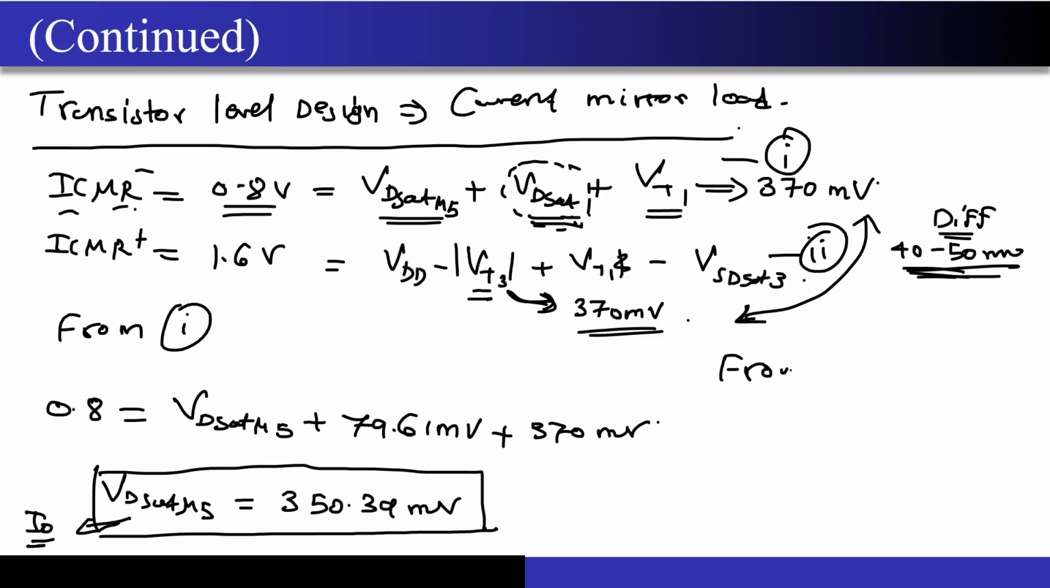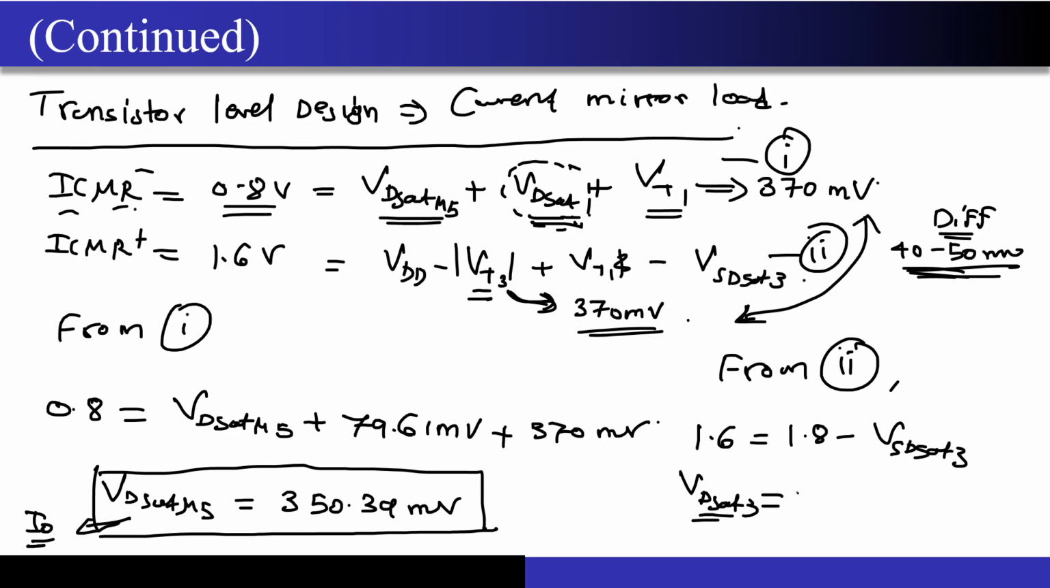Similarly, from 2, what I can write is 1.6 is nothing but 1.8 minus VSD sat of 3, correct? That is VSD sat of 3, not VD sat of 3. Basically, this is the saturation overdrive voltage of that particular PMOS. The bottom notation may be a little bit incorrect, so just adjust with this. This is 200 millivolt, correct?